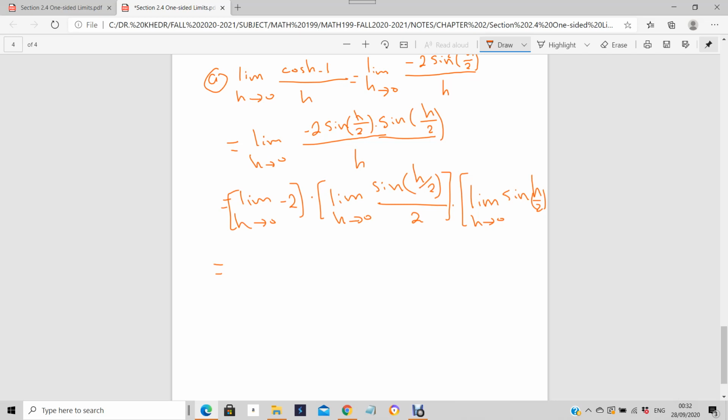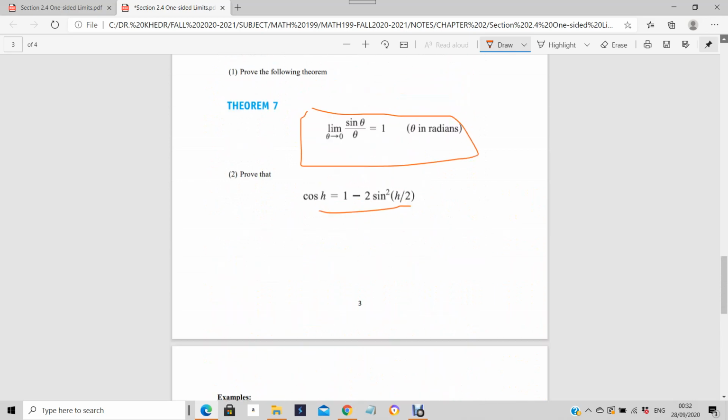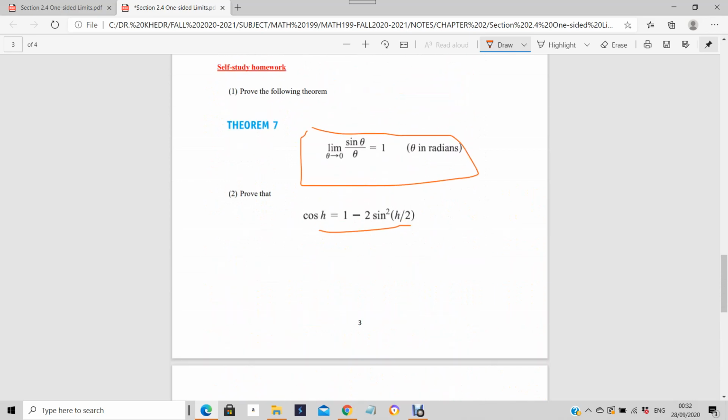Limit k as h goes to c is equivalent always to k, because here there is no h, so the limit of the first function will be minus 2. The limit of the constant function is the same as the constant function. Now, let's see this term in the middle. If we are going to use this theorem, which says limit sine theta over theta as theta goes to 0 is equivalent to 1.